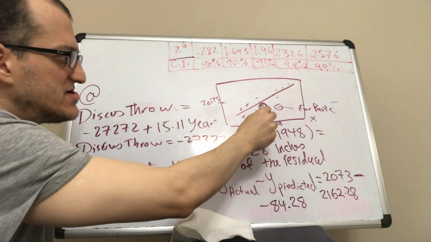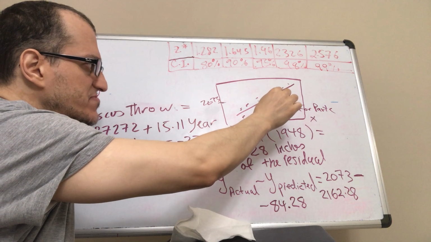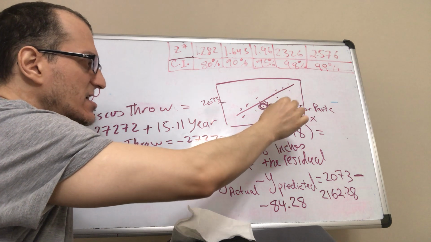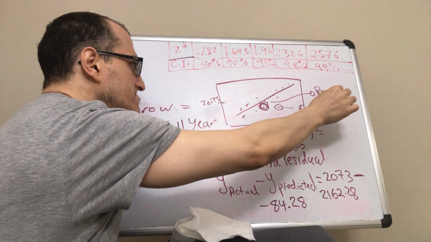So this observation is here, and the residual would be just the vertical distance between the line and the point. This distance here is the residual.